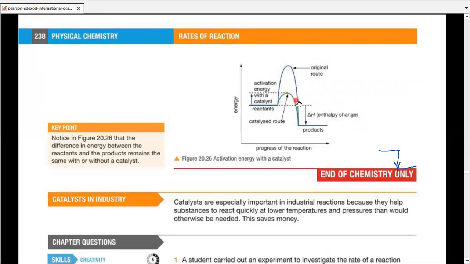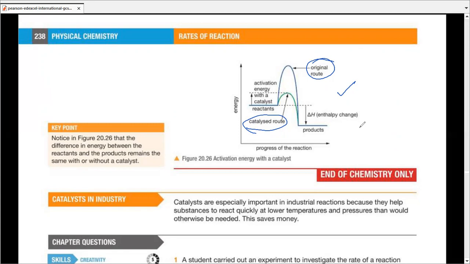Let's move on to the next page to understand that. The catalyst provides an alternate route. So what do we call it? This is the original route, and this is the catalyzed route. With a much lesser amount of activation energy, the reaction can happen easily and much faster, giving us lesser amount of time for the reaction to occur. Make sense? Yes. So these graphs are very important.